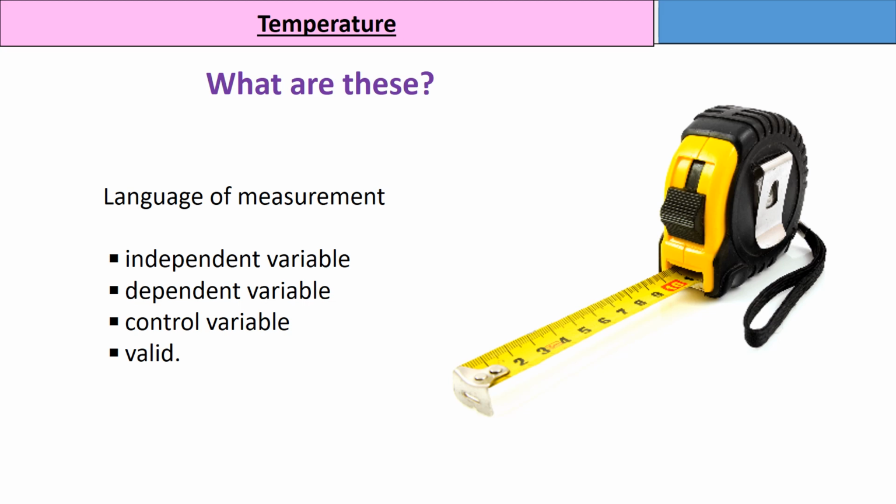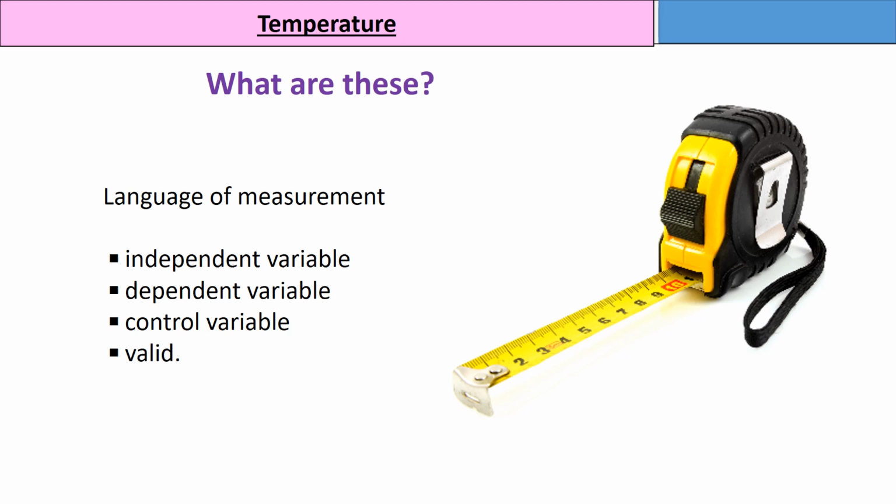So an independent variable is the thing that we are deliberately changing in an experiment. The dependent variable is the thing we are measuring. So it's the result that we are measuring. And the control variable is all the different variables that we are keeping the same.